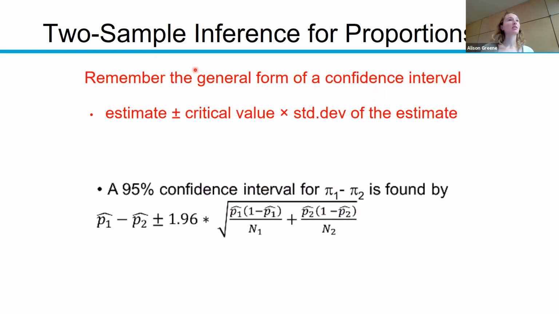But again, just like every other one, the confidence interval has the same general form. And for this one, it might look like this: your difference in sampled proportions plus or minus your test statistic, this one is the Z of 95%, and then the standard error of the difference in proportions.